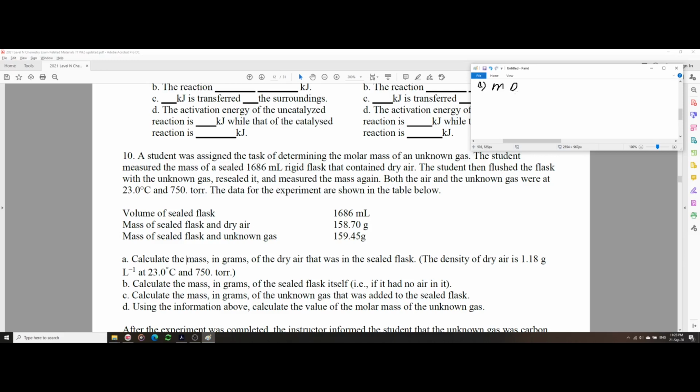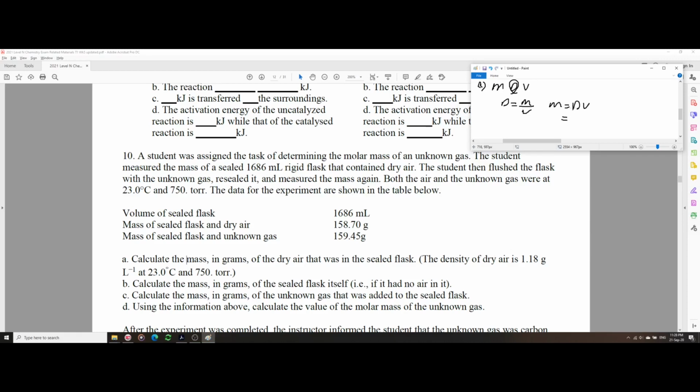So density. Density immediately gives you the formula: D equals mass over volume. So mass is density times volume. Why did I use mass? Because the question says calculate the mass. All I did was blindly use the formula, rearrange it, and substitute.